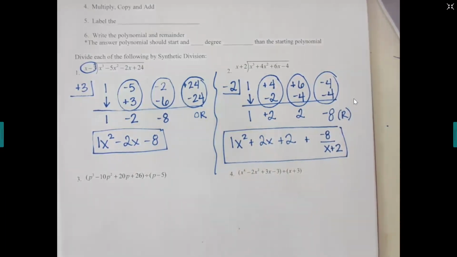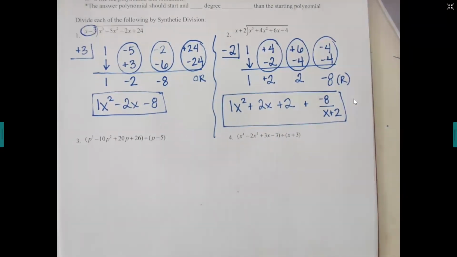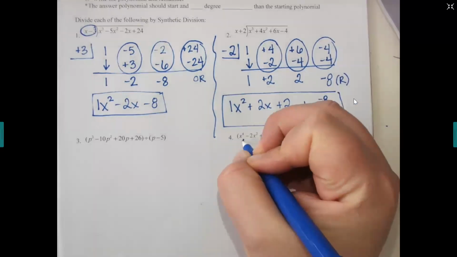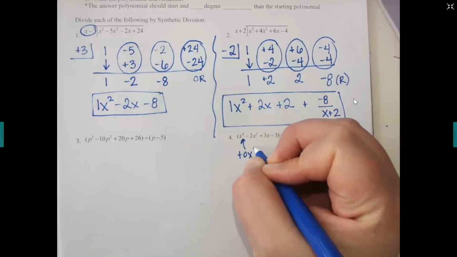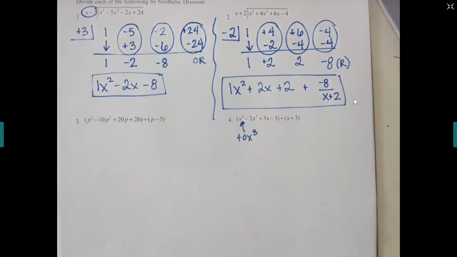Okay, now I am not going to do any of the other bottom questions, but which one is missing a power? Or actually, I guess we should do it. Number 4, which power is it missing? Okay, so I'm going to put right here plus 0x cubed, so that when you do your synthetic division, you'll have to put a 0 in that spot. Okay, so I'm going to put what in the box?